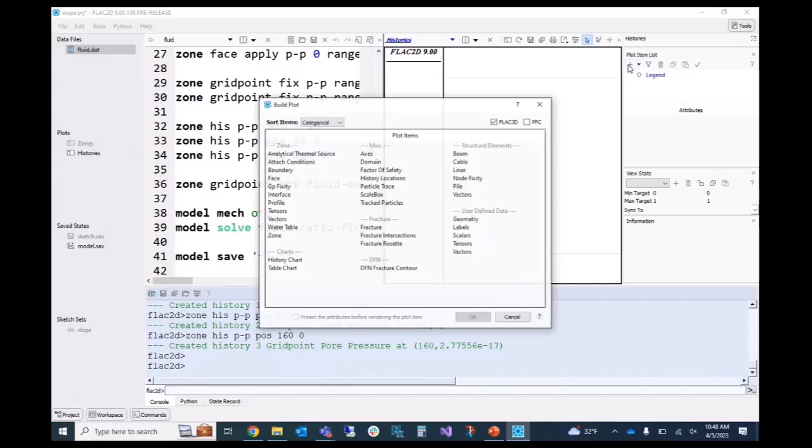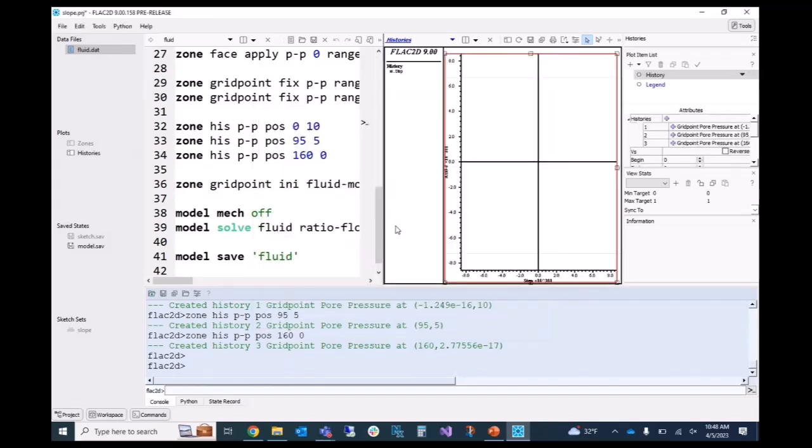And then go to the plus. And under charts, you should see history chart. So double click that. And then hopefully under the attributes, you see the 3 histories that we set up. So you can hit a plus on the 1 and a plus on the 2 and a plus on the 3. And we're going to see 3 different curves here evolving, hopefully, as this goes.